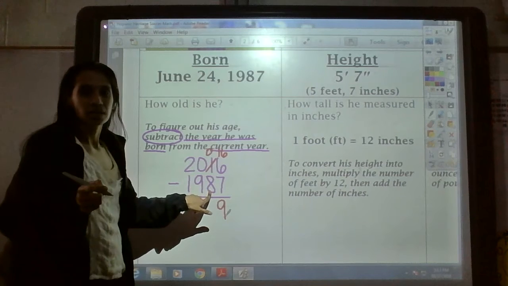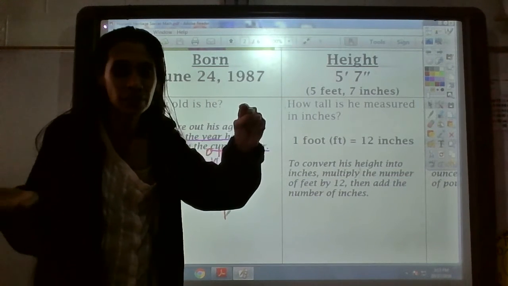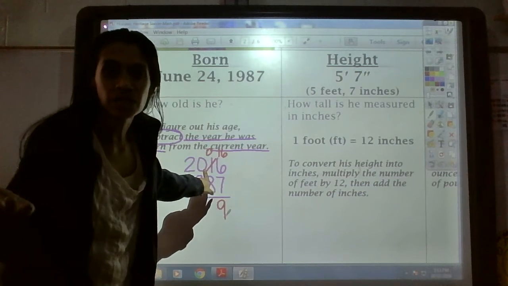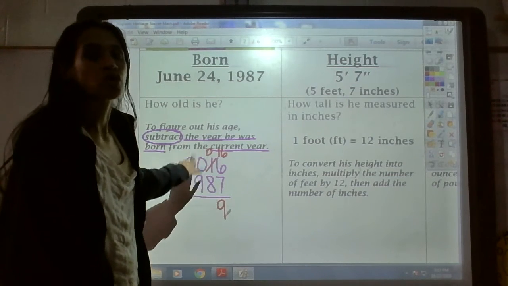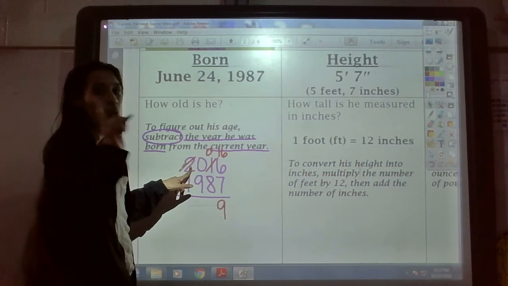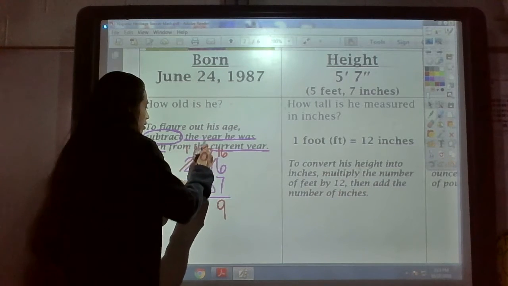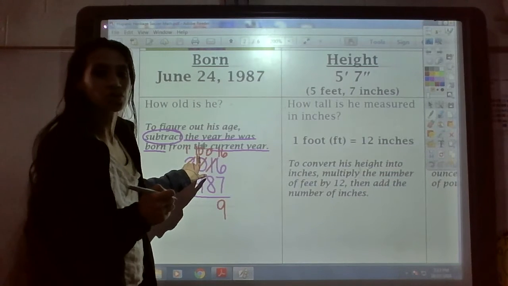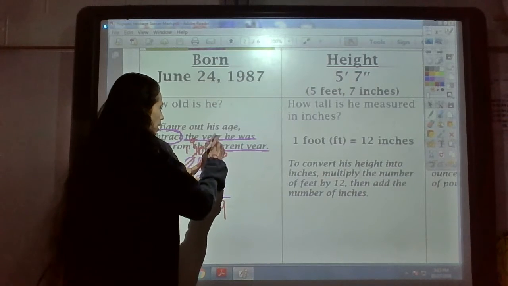0, take away 8. You can't take 8 away from that. So what does 0 have to do? Borrow from a friend. But look, the next friend to 0 is 0. That friend has nothing either. So we need to borrow from the 2. I'm going to cross out the 2, and the 2 becomes a 1. And that 0 becomes a 10. But then since that 0 has to borrow, this 10 turns into a 9. So cross that out, make that a 9, and this 0 becomes a 10.